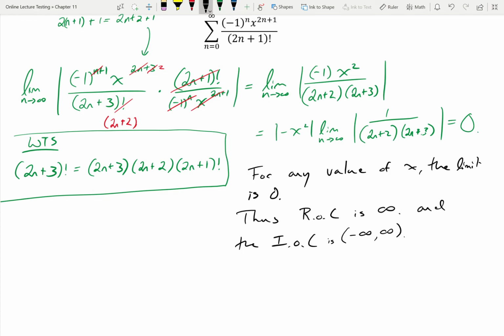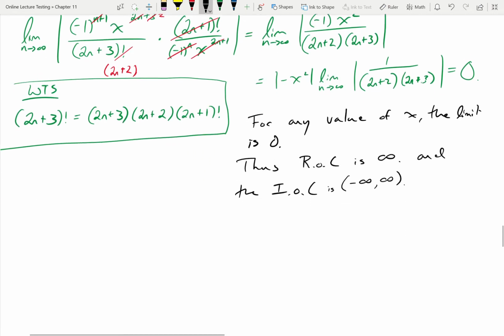So if you do get 0 out, a lot of cool things happen. We get that the interval of convergence is negative infinity to infinity, and its radius of convergence is equal to infinity as well. That's the only time that this happens. All right.